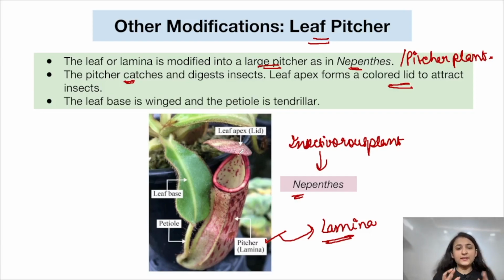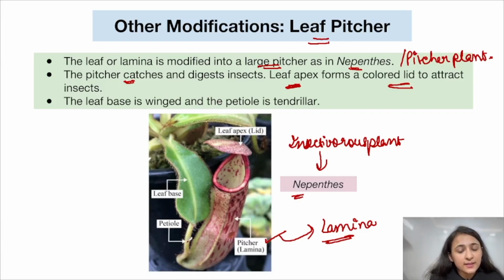A lid should be present, right? Otherwise the insect would escape from the pitcher. So a lid should be present to trap the insect. Okay, so the leaf apex, the apex part of the leaf, forms this colored lid to attract insects and then ultimately to trap them. This is colored because insects get attracted to this colored lid. So it has a two-fold function, to attract the insects and then to trap them.